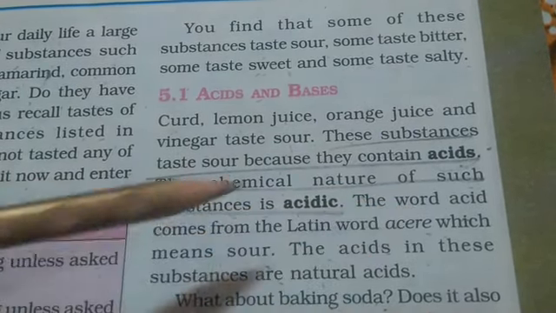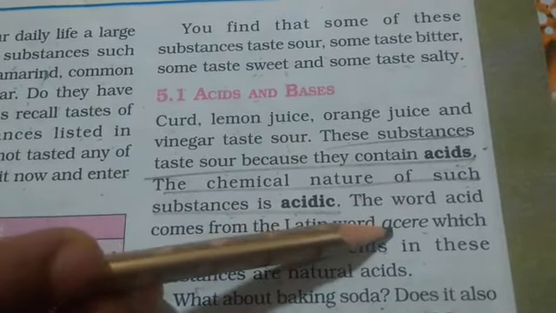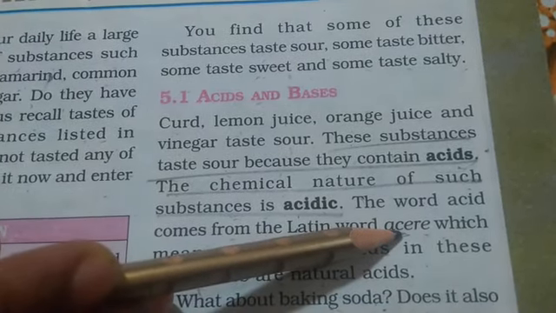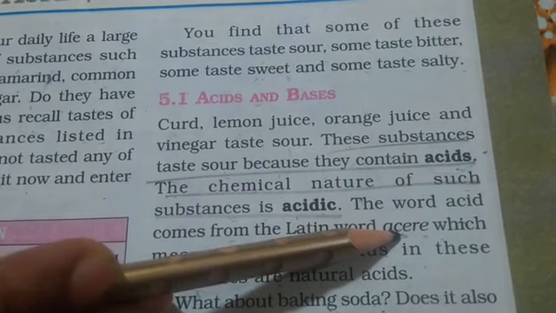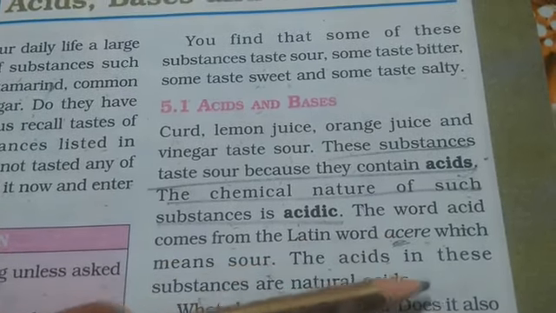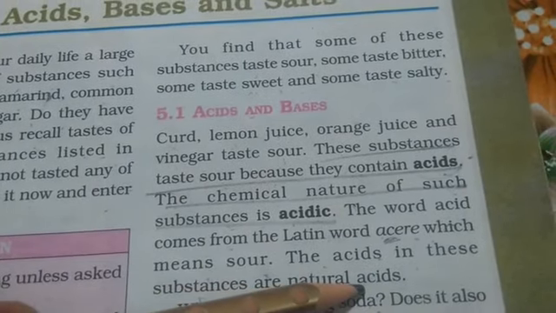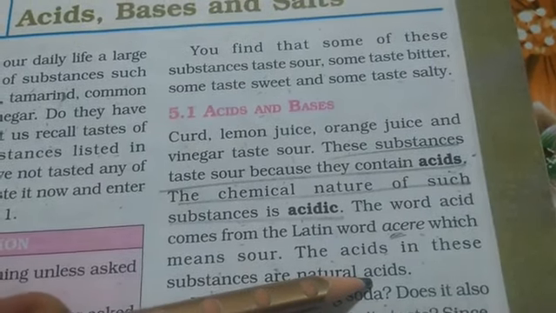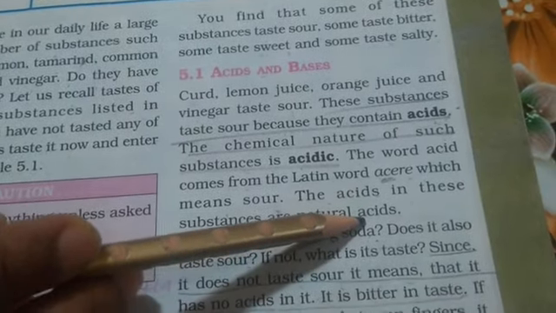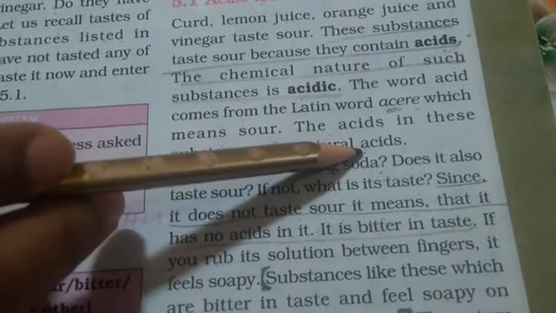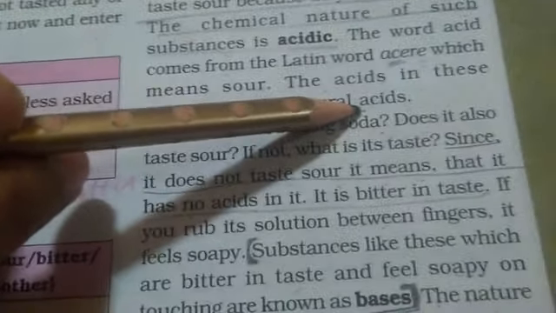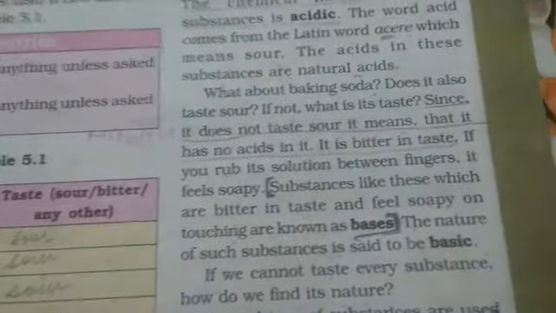The word acid comes from the Latin word acer. This is the Latin word acer, which means khatta, that is sour. So the acids always taste sour, so it has come from the word acer. The acids in these substances are natural acids. There are many types of acids, but one is natural acids. That means it is naturally present in natural substances, fruits, vegetables, many other things, curd. We have gone through the word acids.